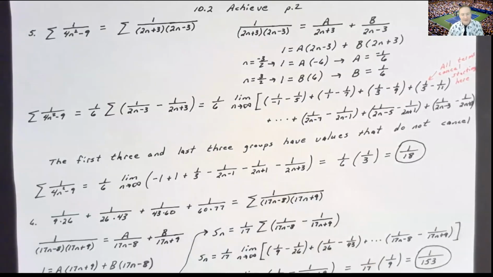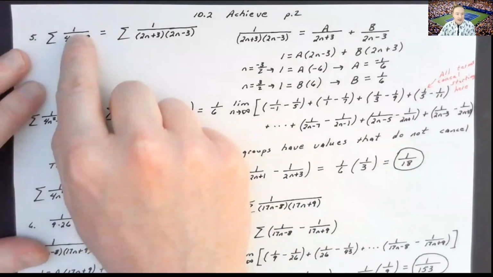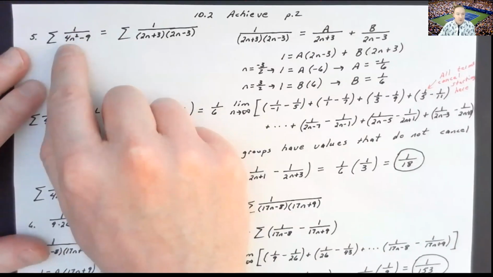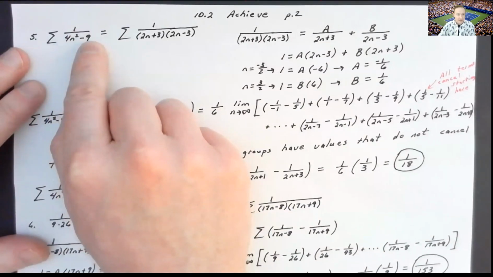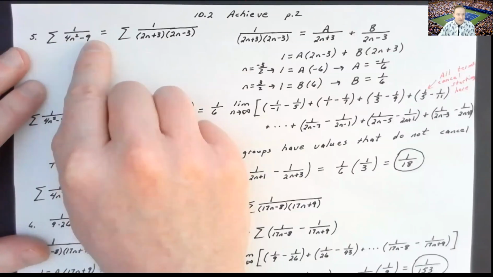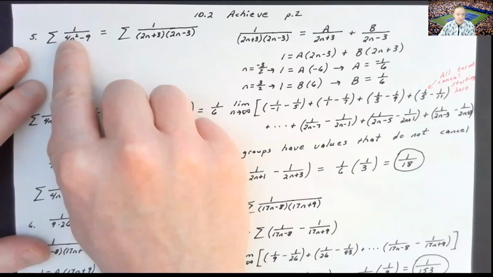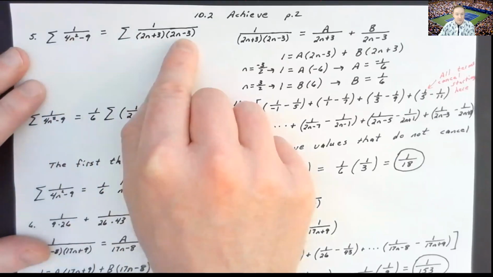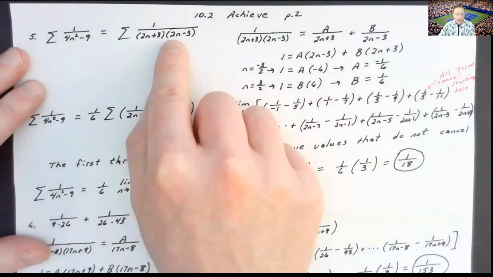So the way that we're going to handle a telescoping series, it's similar to how we went back and did partial fractions for our integration back in section 7.5. So notice here, I have the summation of 1 over 4n squared minus 9. I recognize that that denominator is a difference of two perfect squares. Could factor to be 2n plus 3 times 2n minus 3. So I factor it to that.